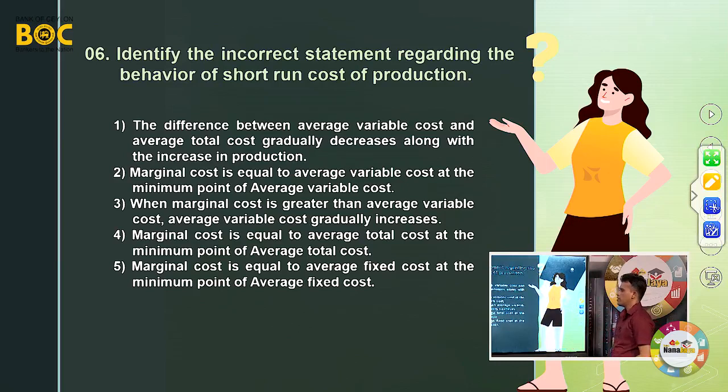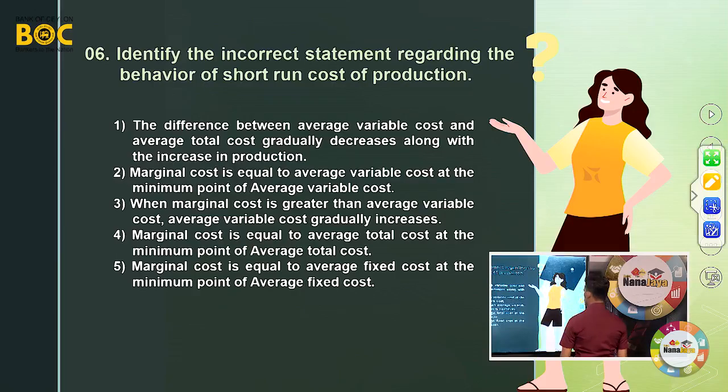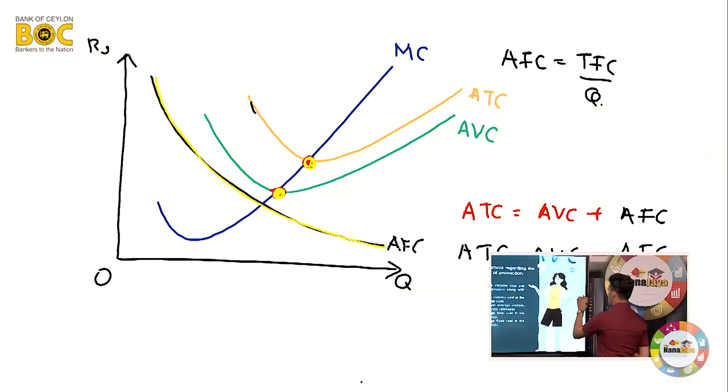Second one: marginal cost is equal to average variable cost at the minimum point of the average variable cost. We'll go back to the diagram we drew. You can see that the marginal cost curve is passing through the minimum point of the average variable cost, as well as the minimum point of the average total cost curve. So the second answer is also a correct statement. Third one: when marginal cost is greater than the average variable cost. We will go back to the diagram.